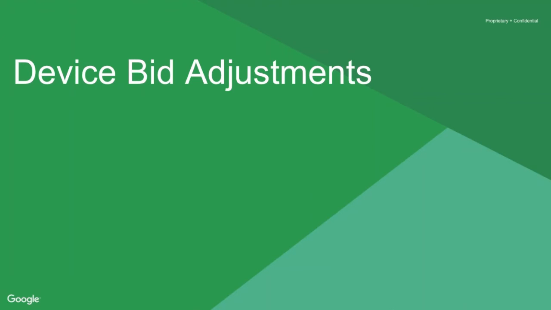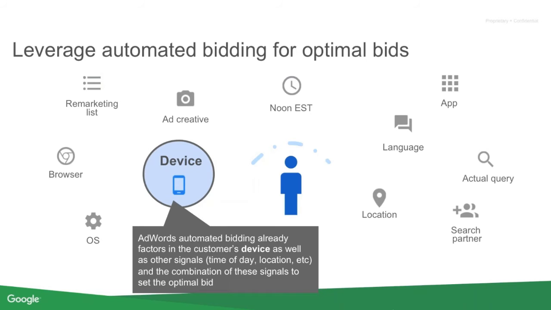Now let's get into device bid adjustments. Now before we get into the specifics of the DBAs, we first want to touch on the point that we always, as a first strategy, recommend using the AdWords automated bidding strategies, because those allow you to factor in all of the numerous signals that go into a user's search, including device, as well as other signals like time of day, location, language, OS, etc. And it helps make these decisions and balance the weight of all of them to make the optimal bid for you. Now that being said, if you'd like to have more granularity and control, we have the new device bid adjustments. Let's get into those.